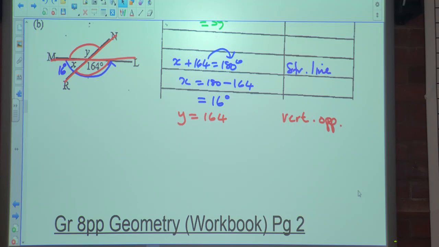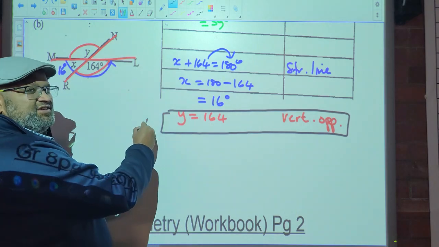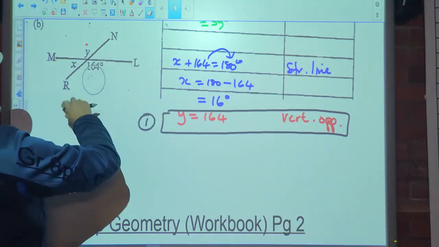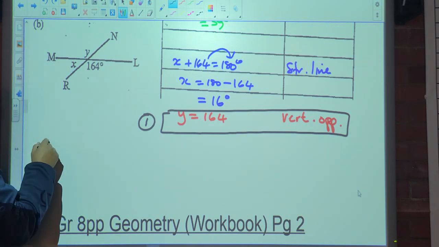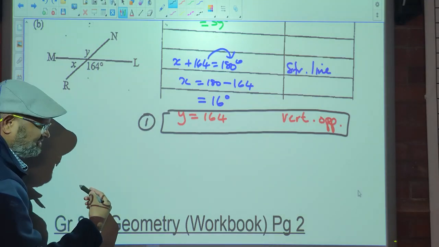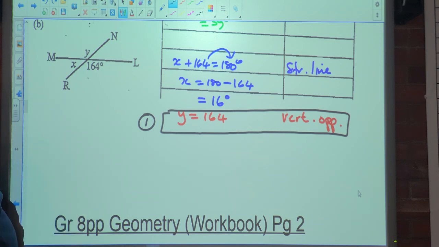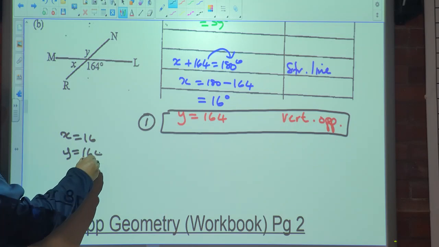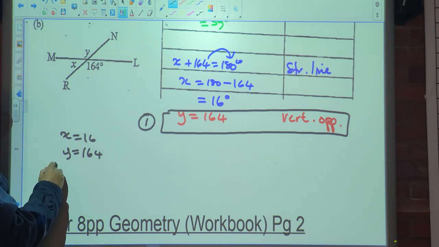Okay, so you wrote y first. So you did this first. And then what do you write after that? I wrote X and Y on the same line. I wrote what X and Y equal, and then underneath I wrote. So you said x is equal to 16 and y is equal to 164. Okay. And then underneath I just wrote straight line plus vertically opposite.